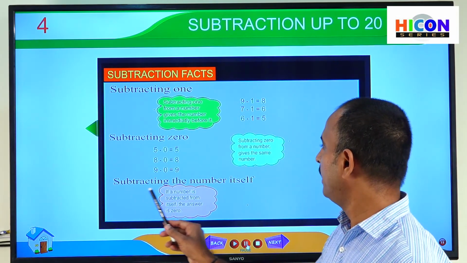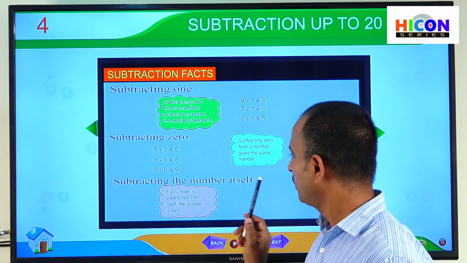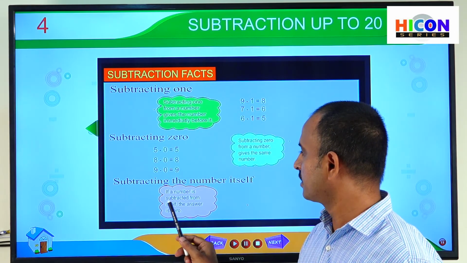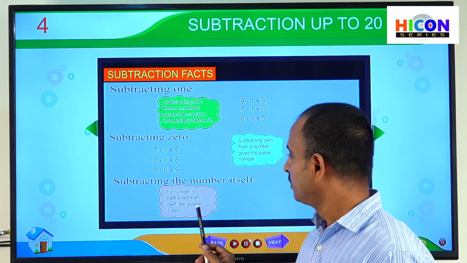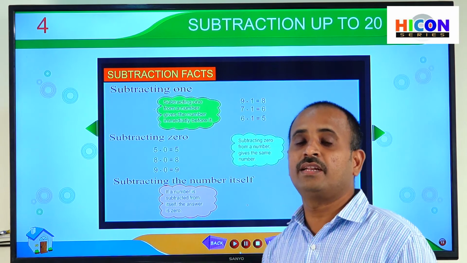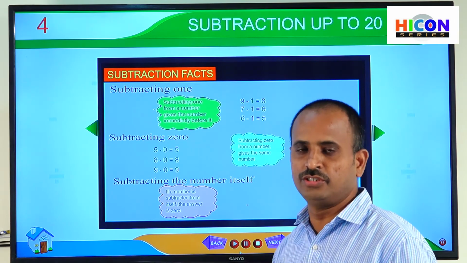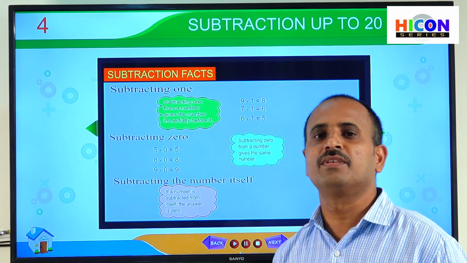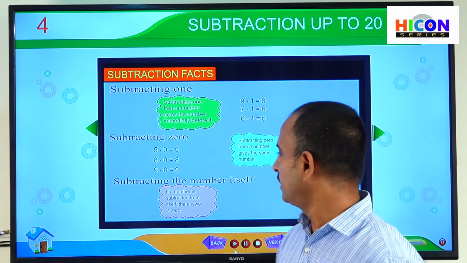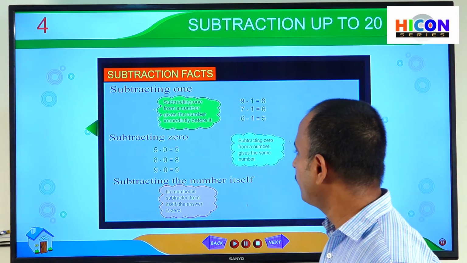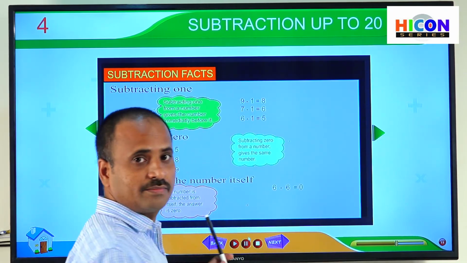It is subtracting the number itself. So what is it? If a number is subtracted from itself, the answer is 0. So children, do you understand it? If we subtract the number from itself, we will get the answer 0. If a number is subtracted from the same number, then we will get 0. The answer is 0. So let us see some examples for this subtraction fact.